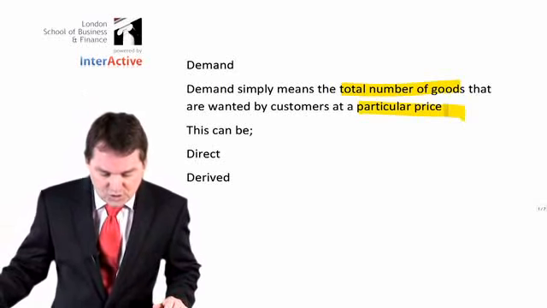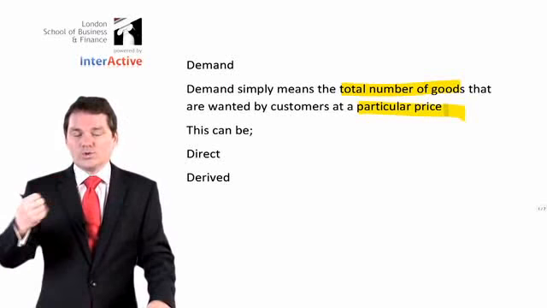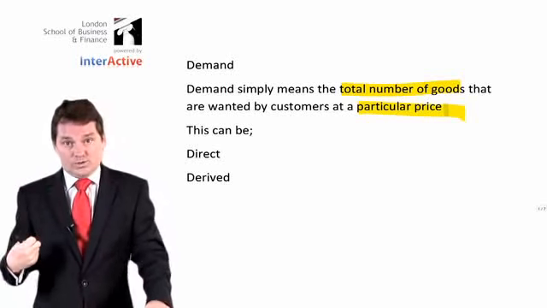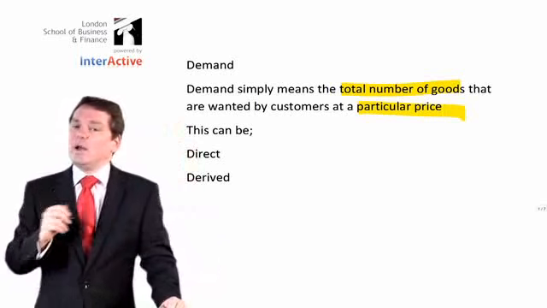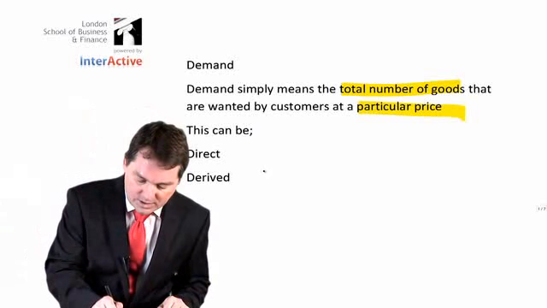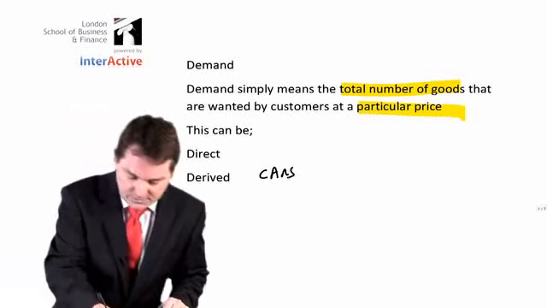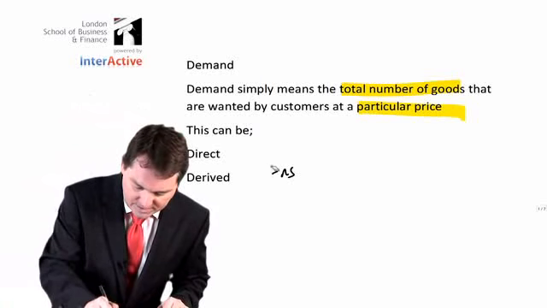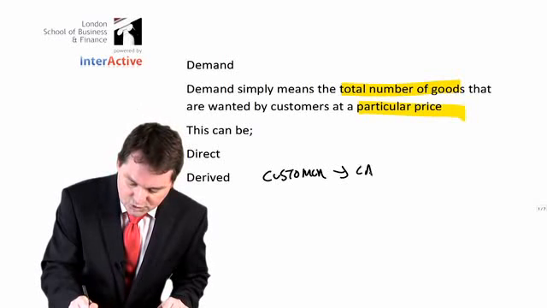Now, demand comes from two places. Direct demand is obviously you want to buy something, I want to buy something. Whereas derived demand is what you often get with companies. So let's say, for example, we're talking about cars. Well, there is direct demand. In fact, I'll do this the other way around, that makes more sense. There is a customer, that's you and me, who wants to buy a car.